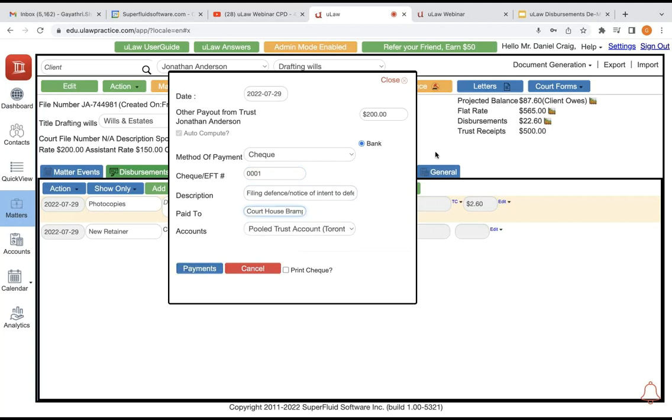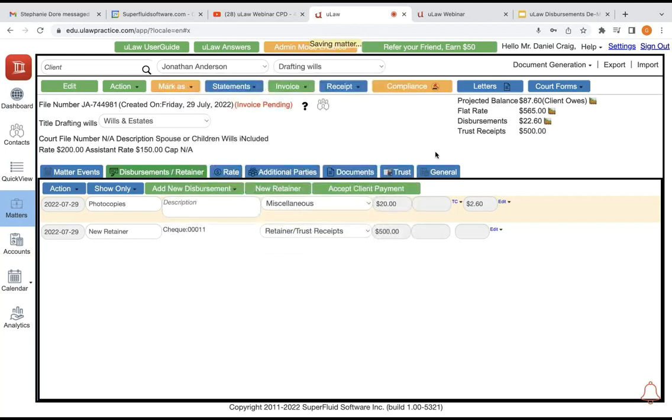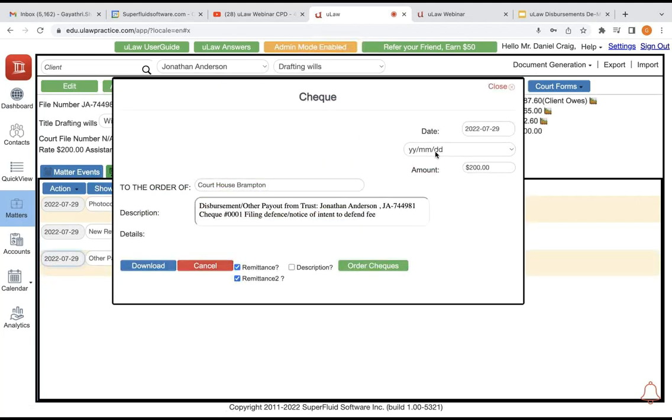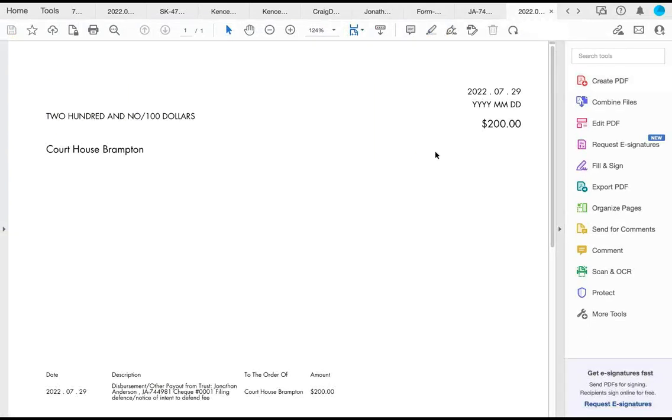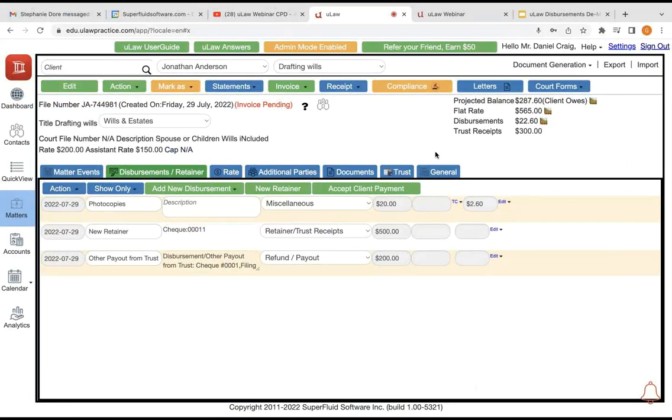of Brampton. Print a check. uLaw also allows you to print check for disbursements. Make the best use of what is available in the program. Download the check and send it to the concerned department. Once that's done, you have already taken out of trust $200. So the remaining $300 is seen here as trust receipt. Earlier it was seen as $500.